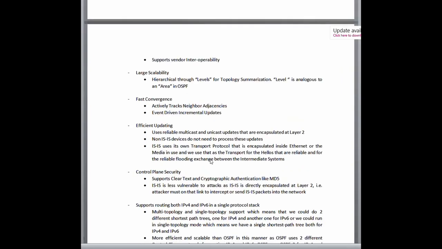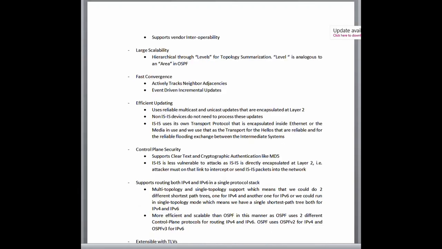Also, ISIS supports both IPv4 and IPv6 in a single protocol stack. And this is where it differs from OSPF, because as we know, with OSPF we have OSPF version 2, which supports the IPv4 routing protocol, and then we have OSPFv3, or OSPF version 3, which has the extensions to support IPv6 routing. But with ISIS, we have support for IPv4 and IPv6 in a single protocol stack, which also makes it more efficient and scalable than OSPF.